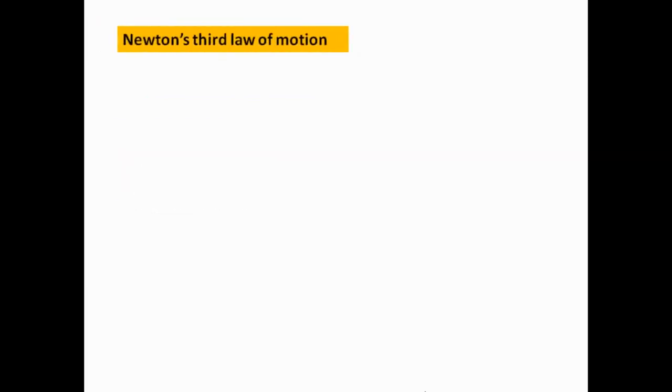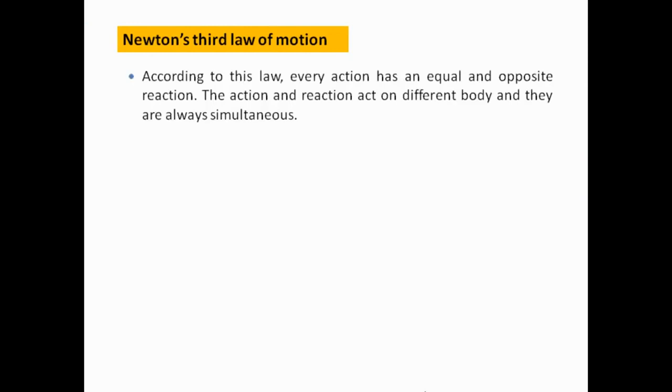Newton's third law of motion. According to this law, every action has an equal and opposite reaction. The action and reaction act on different bodies and they are always simultaneous. It is not possible that we apply action today and the reaction happens tomorrow. The action and reaction are always simultaneous and act on different bodies. So according to Newton's third law, to every action there is an equal and opposite reaction, and hence the third law is also known as the action-reaction law.